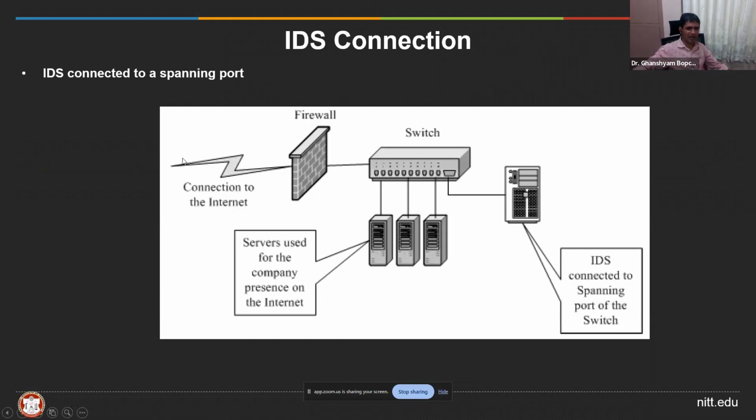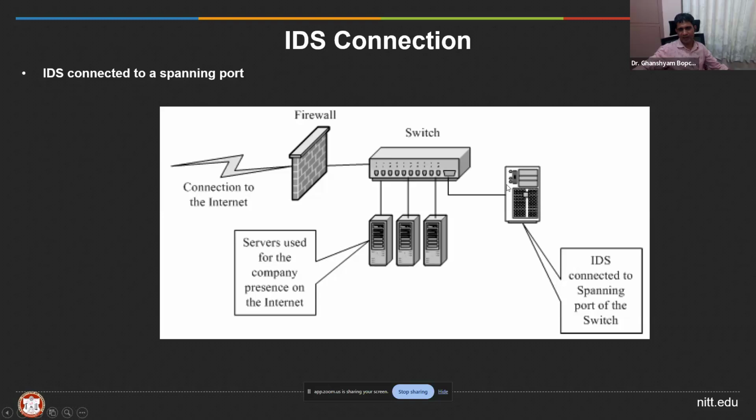Then the traffic which is allowed comes to the switch. Behind the switch we have the internal network, with some servers and some workstations or PCs. Now we have the IDS attached here. Before pushing the traffic to these internal machines, the traffic should go to the IDS. How will it do that? In the switch we configure a spanning port. The spanning port means all the traffic destined for the remaining switch ports will also go to the spanning port and on to the intrusion detection system.